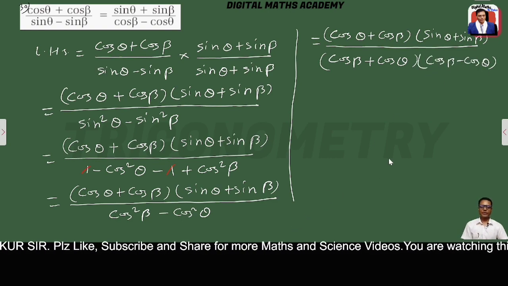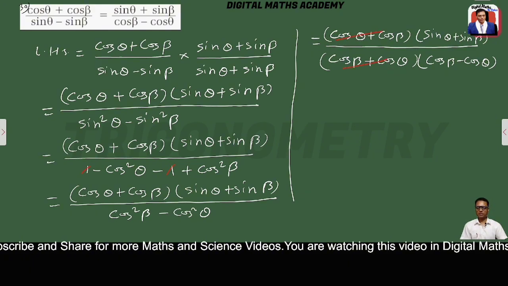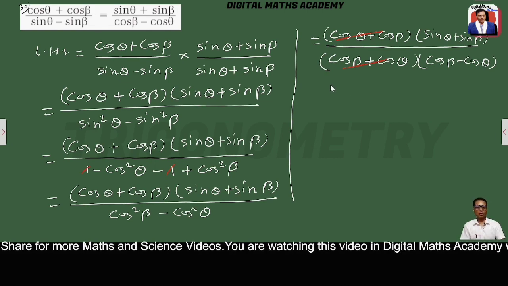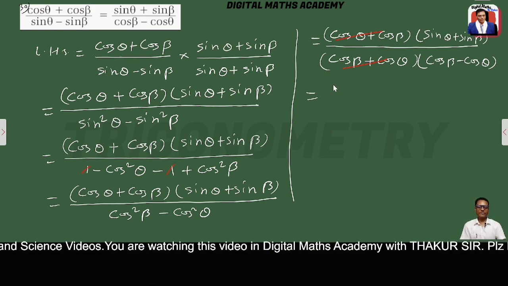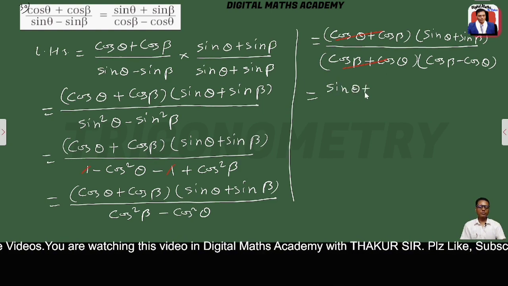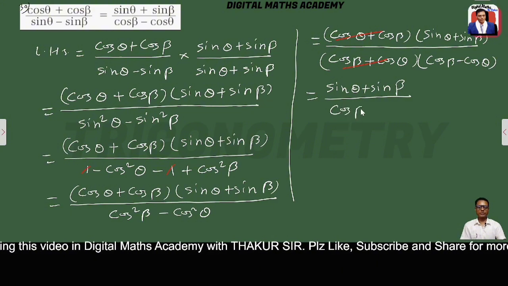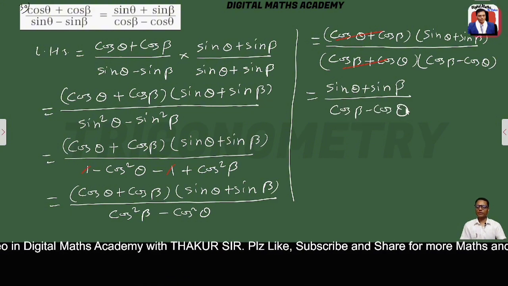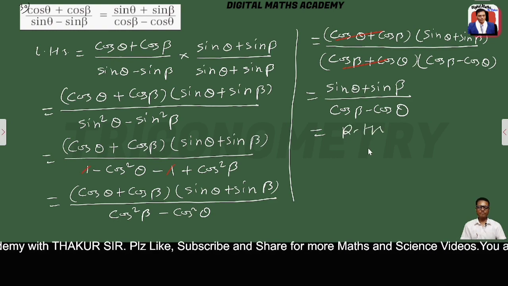So we can cut up and down cos θ plus cos β. We see here these two factors will cancel, because cos θ plus cos β and cos β plus cos θ are the same thing, x plus y, y plus x. So remaining we have here sin θ plus sin β over cos β minus cos θ. With that we have the right hand side.